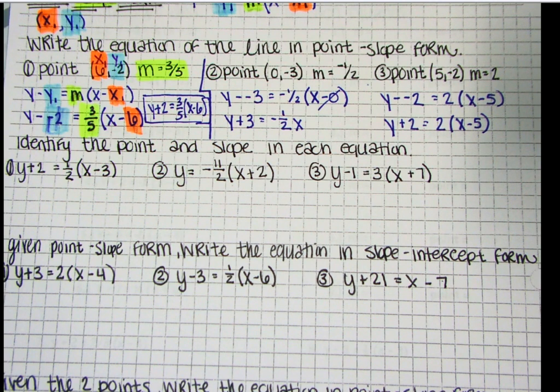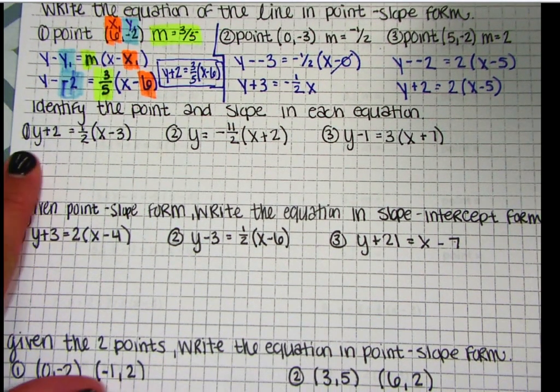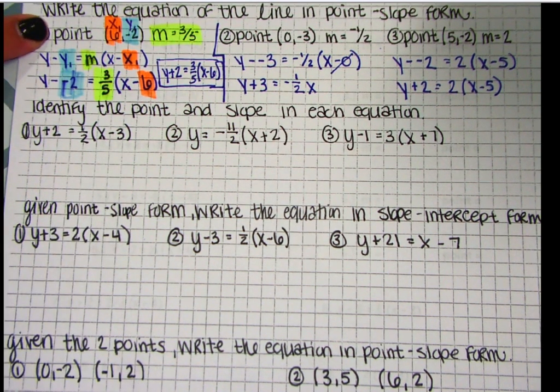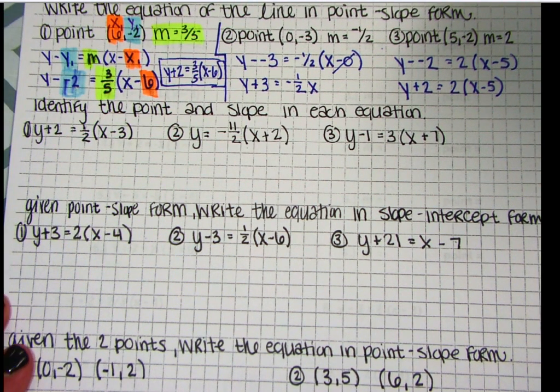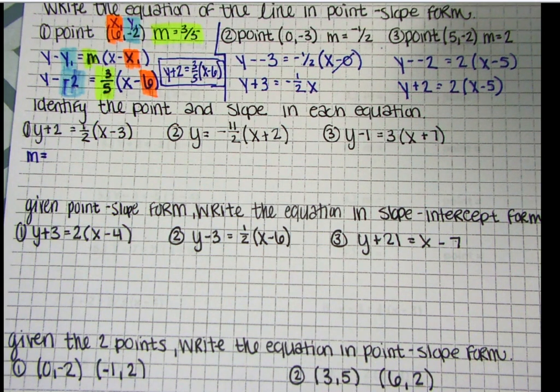So on this next part, our goal is to just identify the slope and the point in each equation. So this is already in point slope form. What we're going to do is try to get it back to this place, which is identifying what the point and what the slope is. So let's start with slope. What is our slope for our equation?